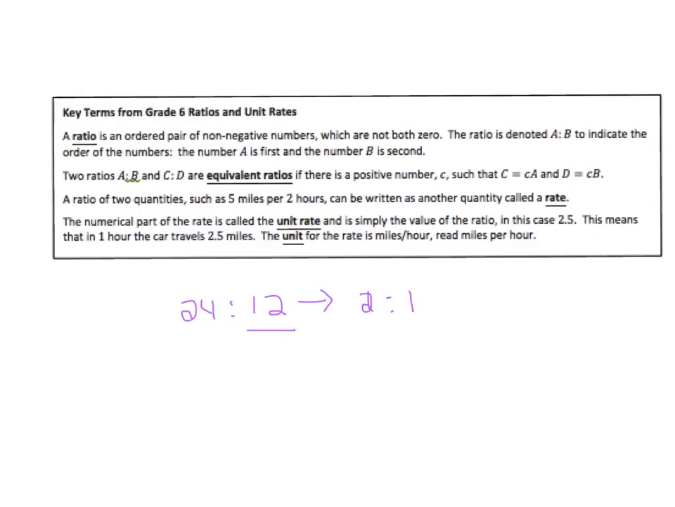24 papers for 12 seconds, and we can reduce that to have the equivalent ratio 2 papers for every 1 second. We also talked about how ratios can be written as rates. So the example here, 5 miles per 2 hours, can be written as a rate, and the rate is where it is over 1. So in 1 hour it can travel 2.5 miles. And again, how we come up with that is 5 miles for 2 hours, and we can reduce that to 2.5 for every 1 hour.